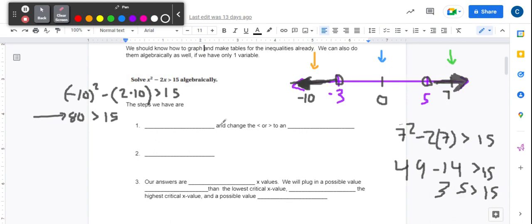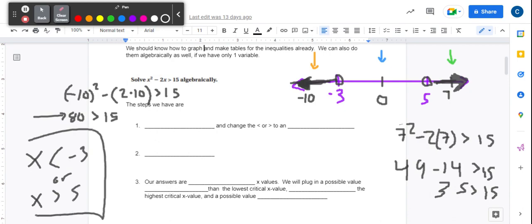So our final answer, guys, is x is less than negative 3 or x is greater than 5. So right there is the process.